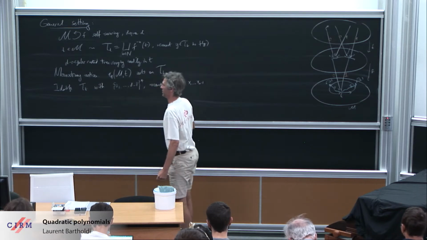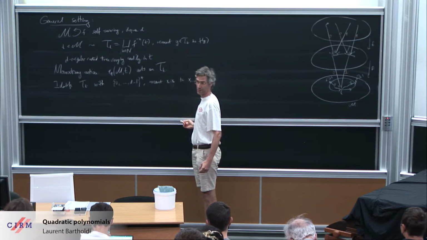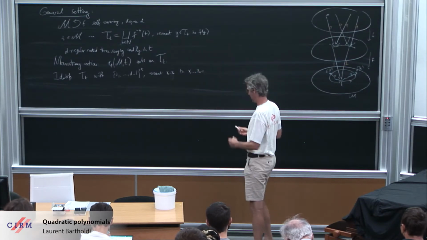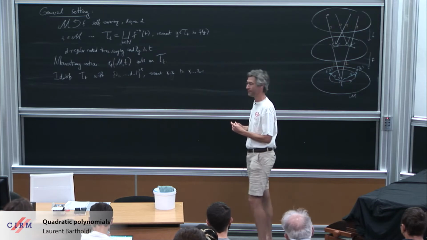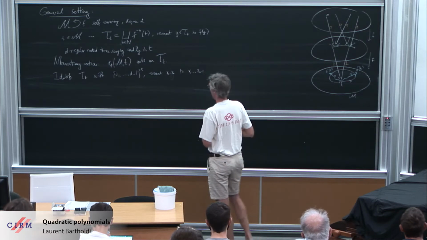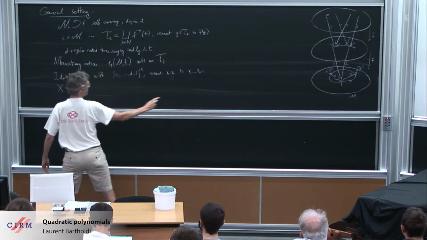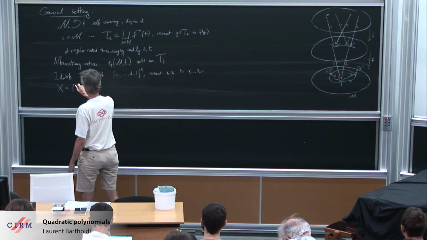So using this, we can describe the monodromy action. This is also a picture that Volodya explained. We'll take X to be these paths.